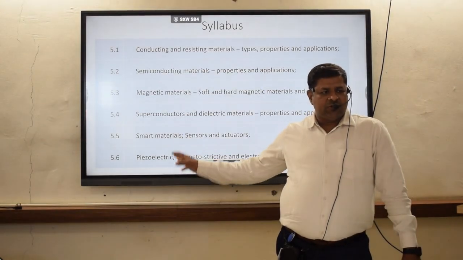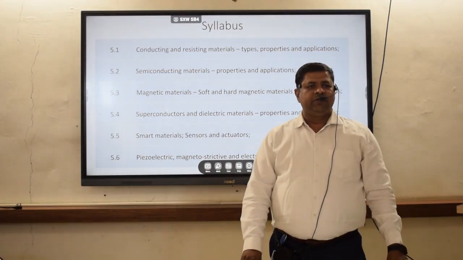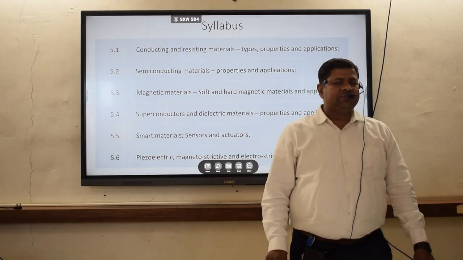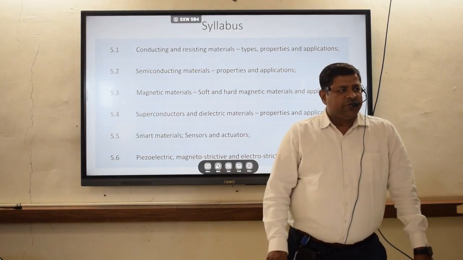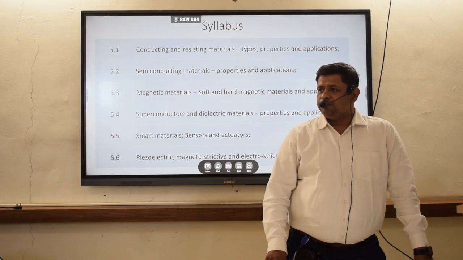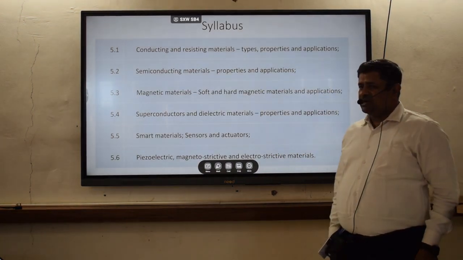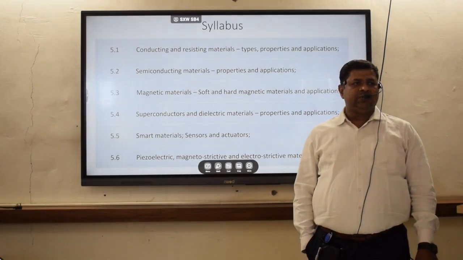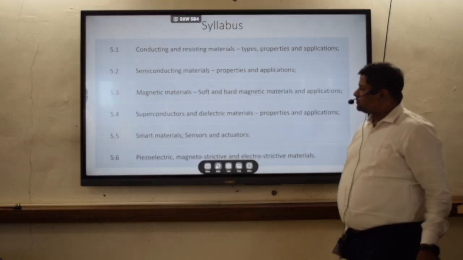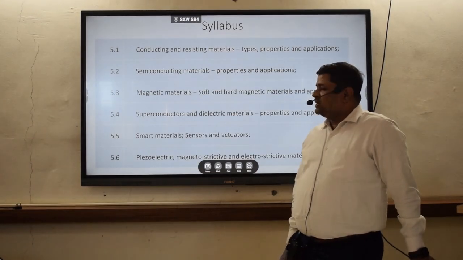This is the syllabus for the last unit. We are going to study the conducting and resisting materials. That means we will study the conductivity of the material as well as the resistivity of the material. After that, we will see the different types of conducting and resistive materials, their types, their properties and their applications. In the second module, we are going to learn about the semiconducting materials.